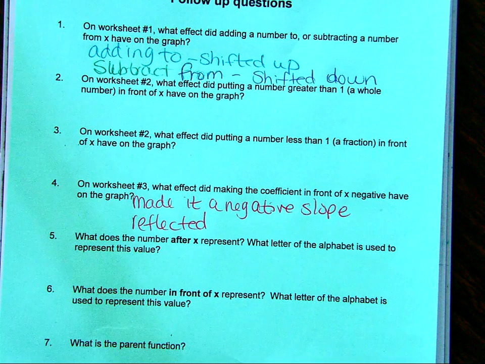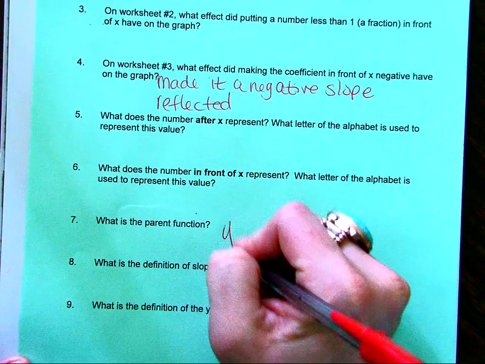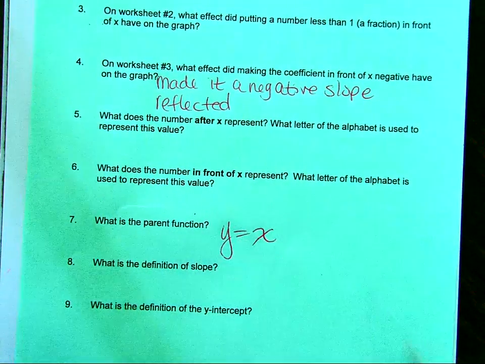You could probably answer number 7. And that's probably the only other one you can answer right now. Read it. Get an answer of what you think. Go back to equation worksheet 1 maybe. Tell me what you think the parent function is. You have it written. It's written in red. Parent function is y equals x. Okay?